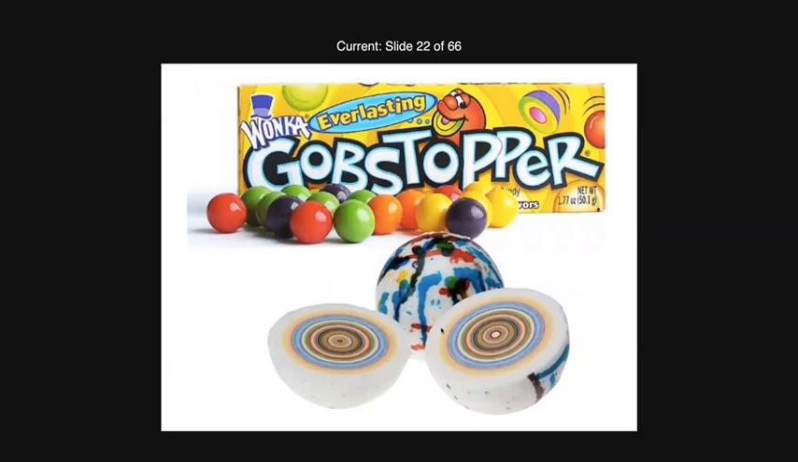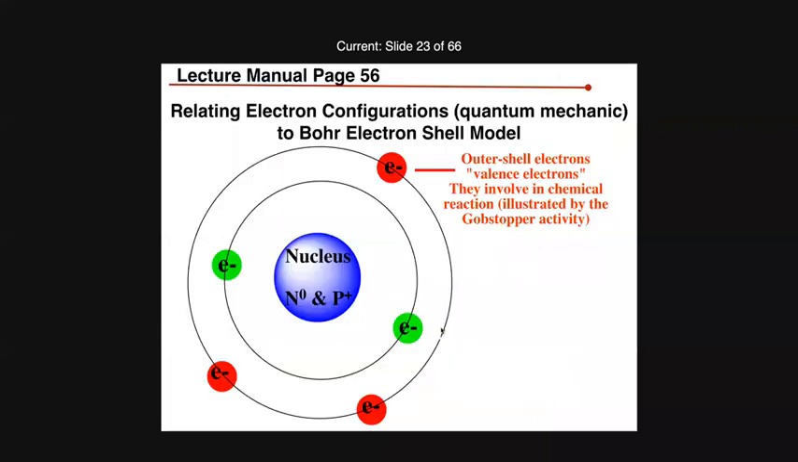If you ever have a gobstopper and you suck on it, you will see that the color changes from the outside, layer by layer. It's not going to change from the inside right away. So if you don't break it and just suck on it, you will see that only the outside color changes. This is similar to an atom as well.